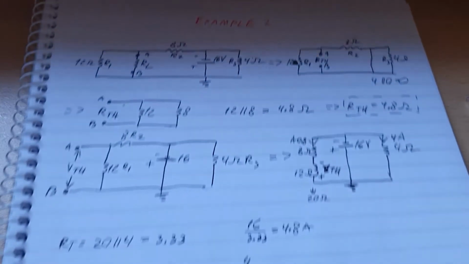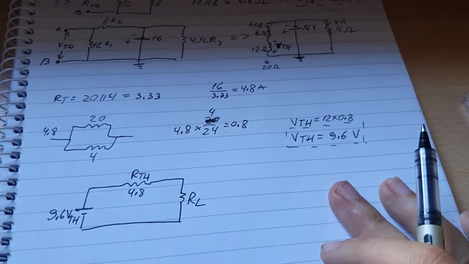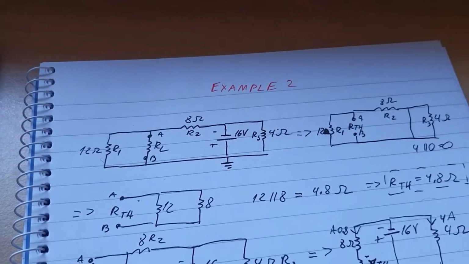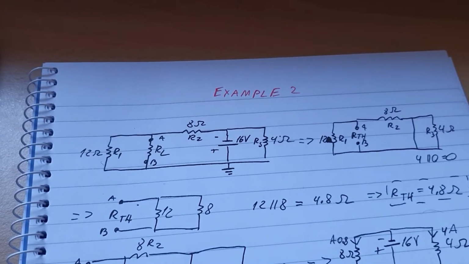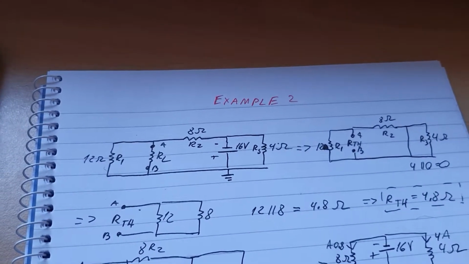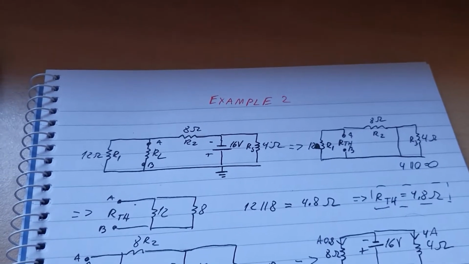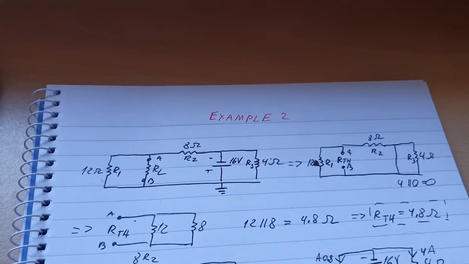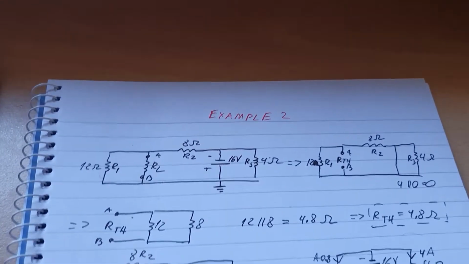Okay, this was example 2. Now I'll go to the next example, and I did this one to prove to you that you can choose literally any resistor, and to also show you, if you choose a random resistor, how to apply it and how to calculate using it.